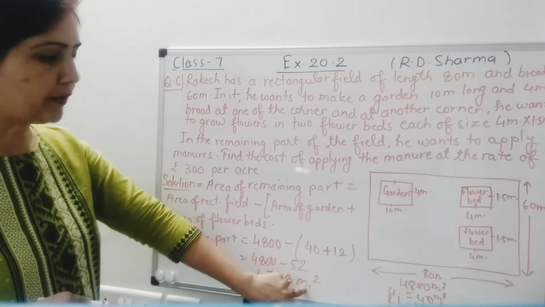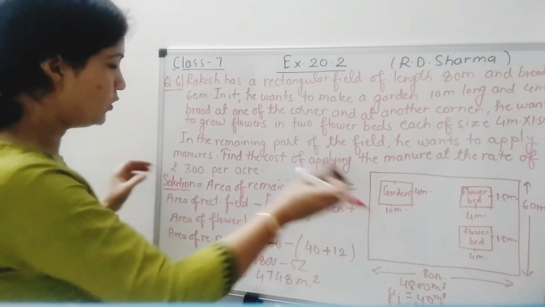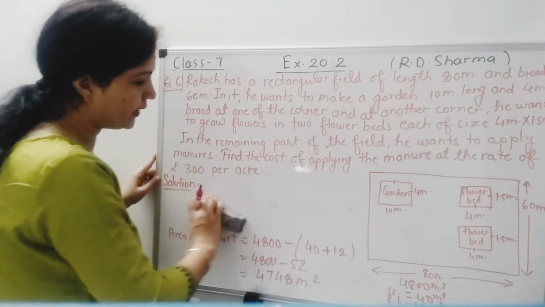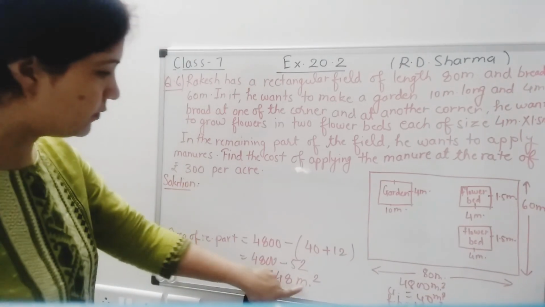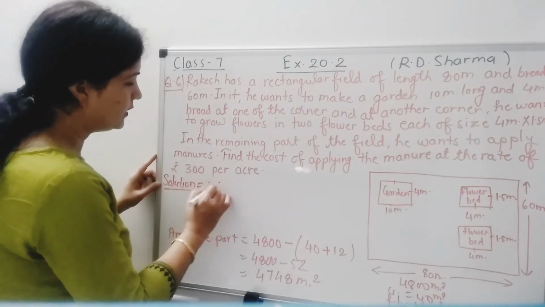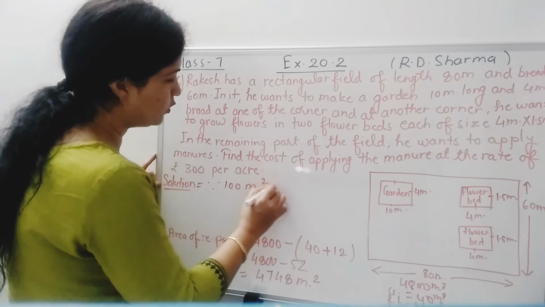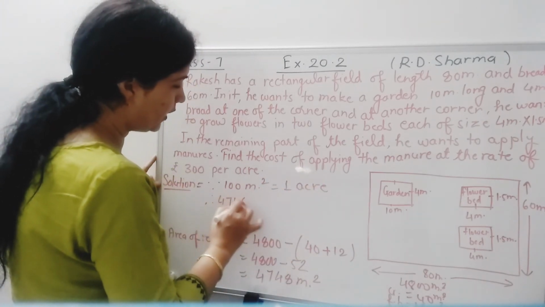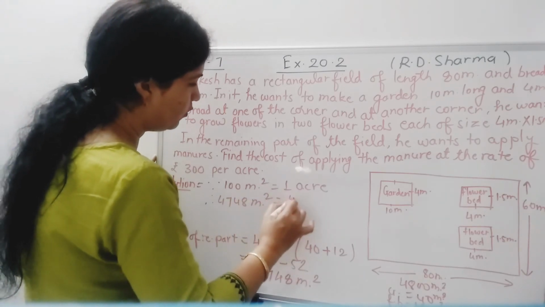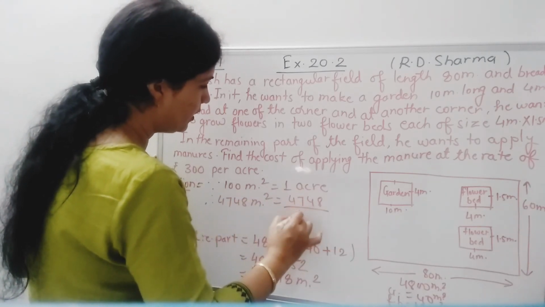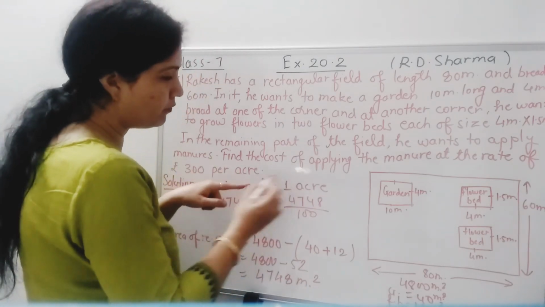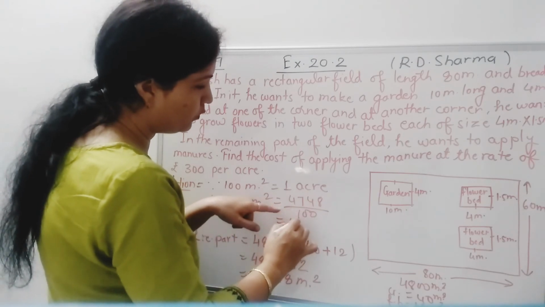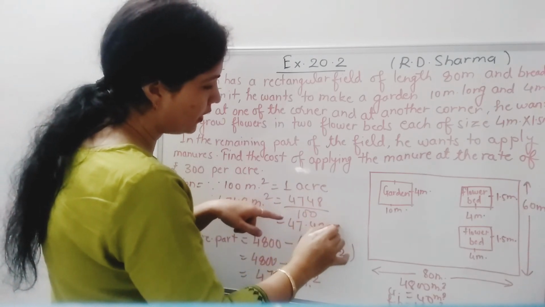Now we have to find the cost of manure to cover this much area. This is in meter square, but we have to find the cost for acres. As we know, 100 meter square is equal to 1 acre. So 4,748 meter square will be 4,748 divided by 100, because this is a smaller unit and we have to convert it to a bigger unit. So it will be 47.48 acre.